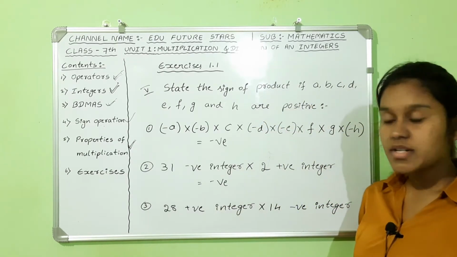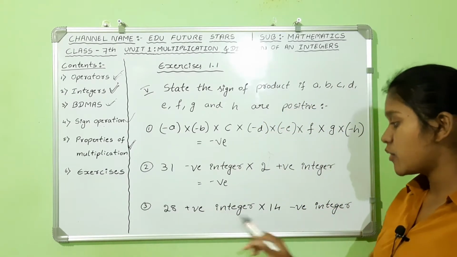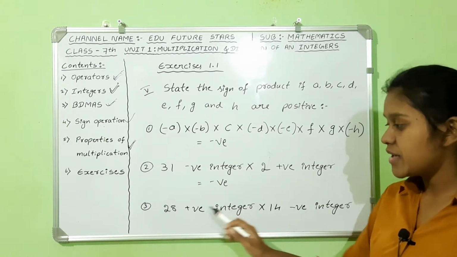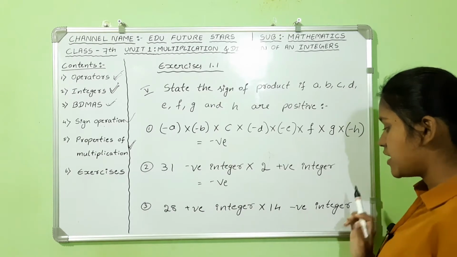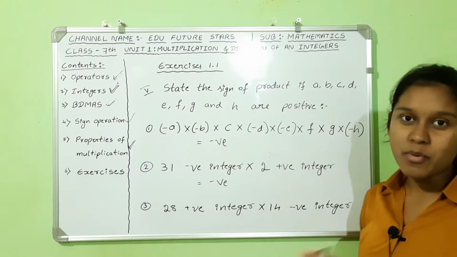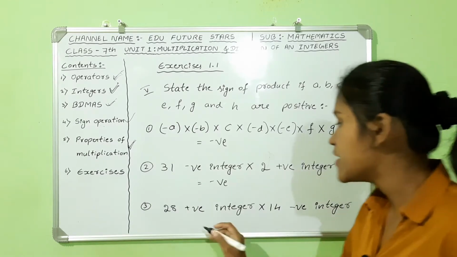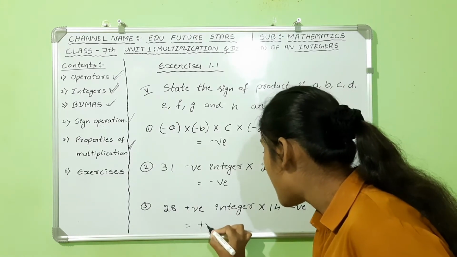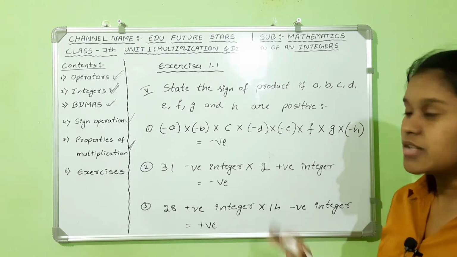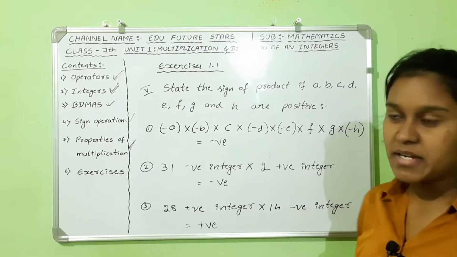So the third question is about 28 positive integers, 14 negative integers, right? So here we have 28 positive, 14 negative. 14 is an even number, so obviously we will get a positive result. Okay. So let's write positive. Got it? Now we finished the fifth main. Let's move on to the sixth main.